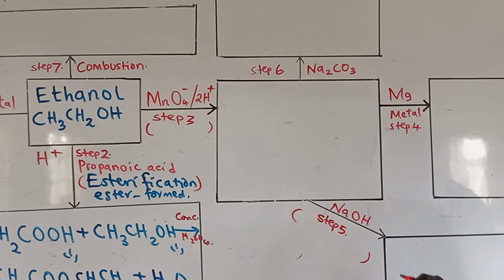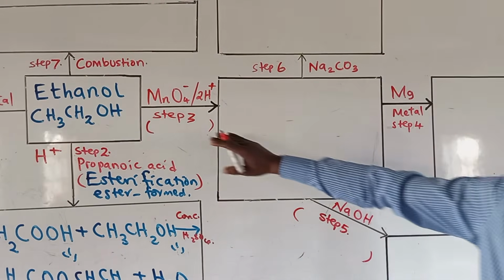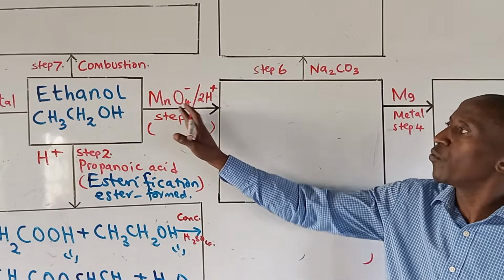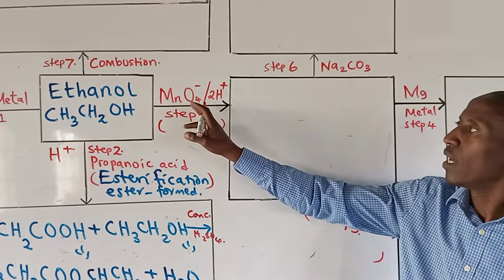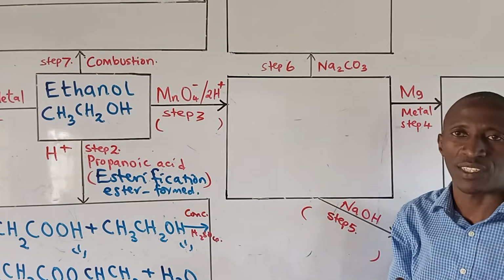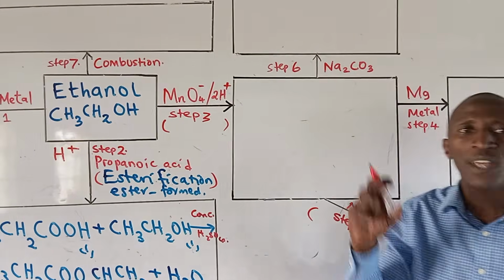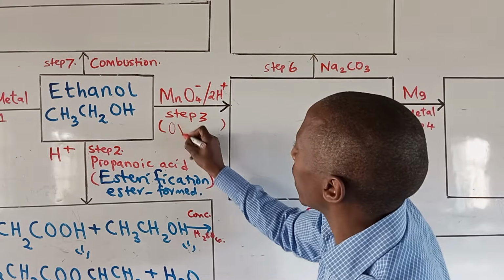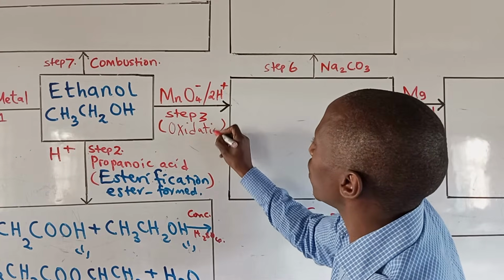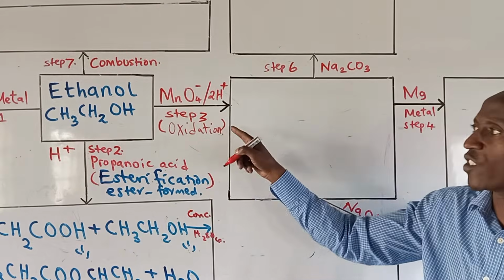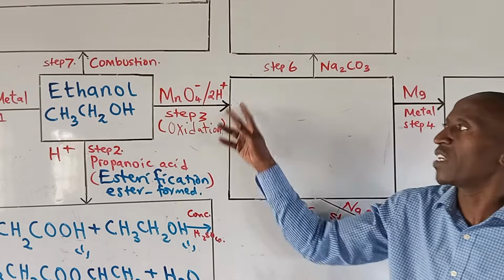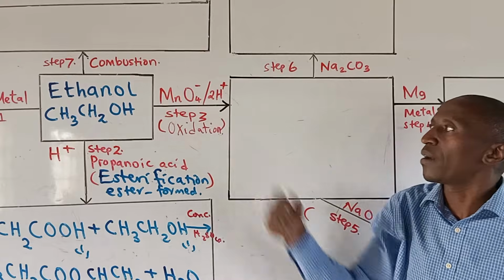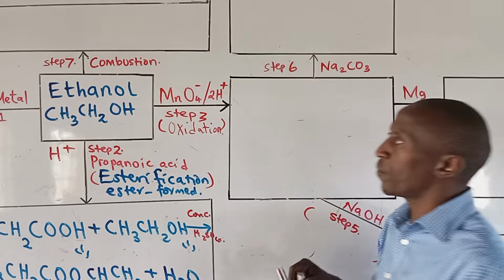In our step number 3, which we have here, we find ethanol reacting with an oxidizing agent, acidified potassium manganate. This is just an example of some of the common oxidizing agents. So this process straight away is oxidation. The addition of oxygen to this material, we are referring to that as oxidation, whereby oxygen is added from the manganate ion. What is formed in this case?